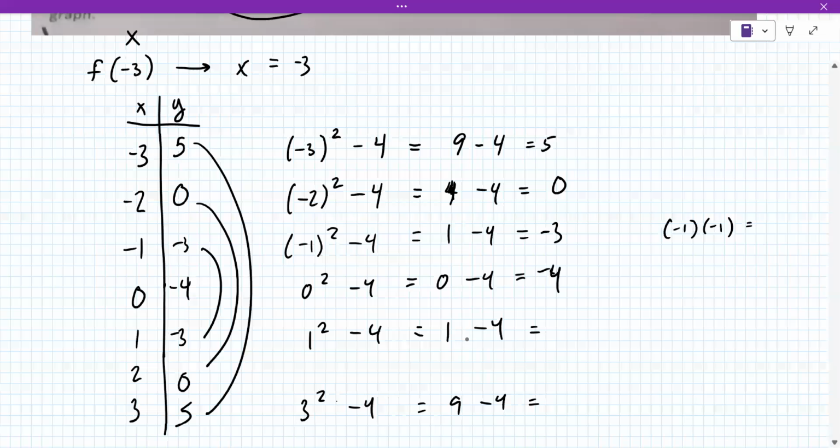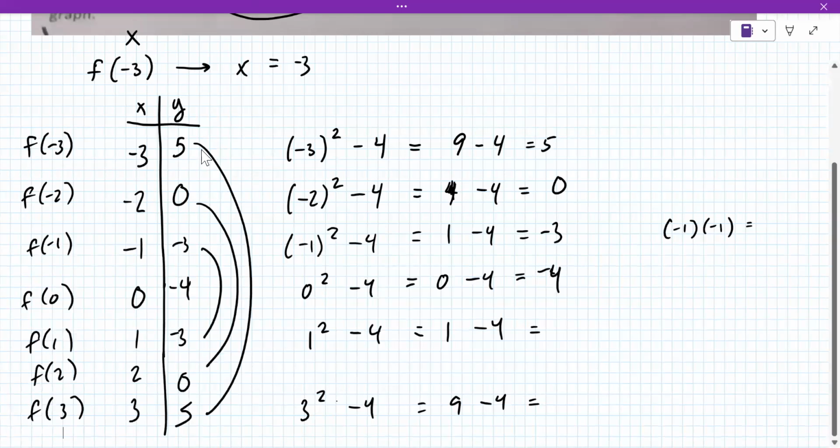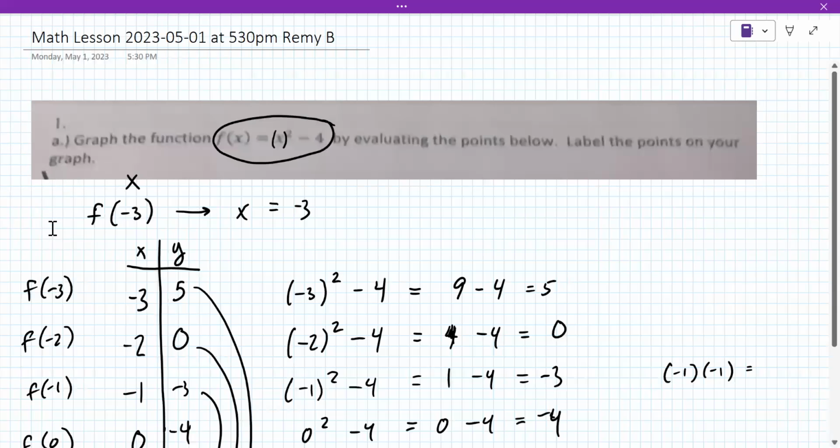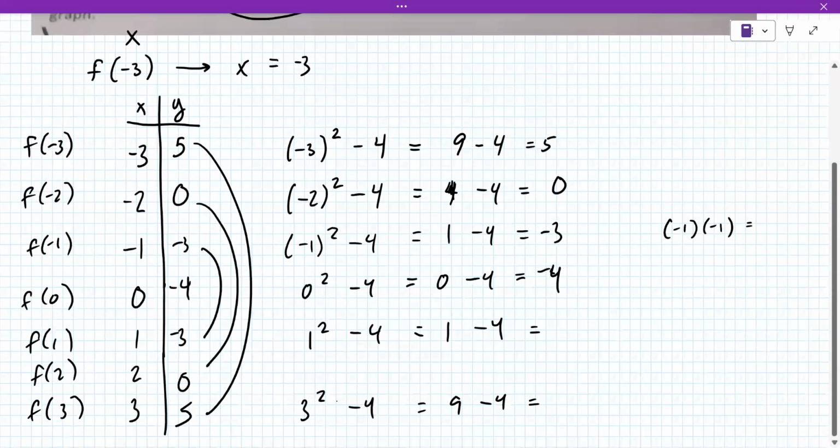Now just to be clear, the first one we did, f of minus 3, was the first row. F of minus 2, f of minus 1, f of 0, f of 1, f of 2, f of 3. The answers you want to write next to it are the y values. The y values are what it equals. If you go back up to that picture at the top where all those f's are written, you want to put f of minus 3 equals 5, f of minus 2 equals 0, and so on. So let me know when you get all that down, and then we will graph it next.